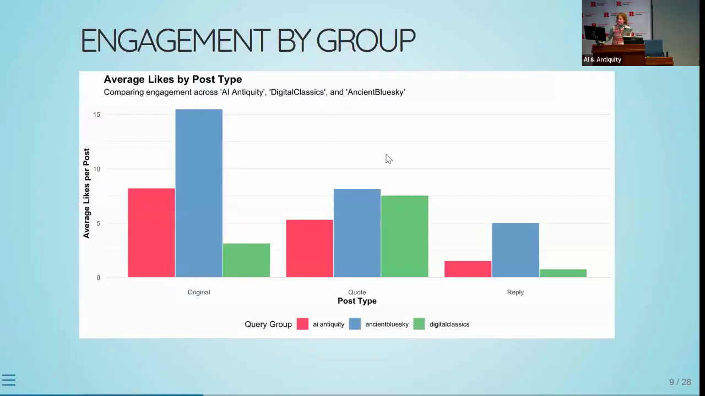Then this is engagement by group. I'm just looking at likes, or average likes, per community. We've got the ancient blue sky community in blue here, which generates by far the most likes. Then AI antiquity is in red, and digital classics is in green. Digital classics and AI antiquity start to approach parity with likes of so-called quote posts.